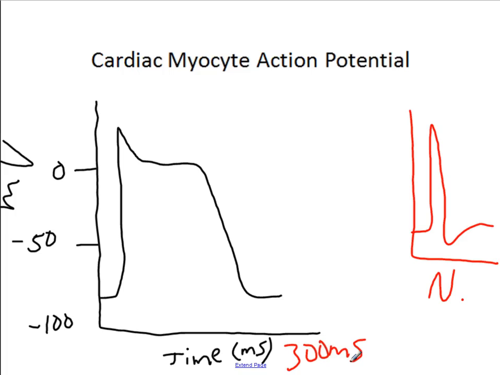So there are basically four phases that go into a cardiac myocyte action potential. Four phases. I'm going to put the numbers on here right now. So, 0. That's supposed to be 0. My apologies. 1, 2, and 3.